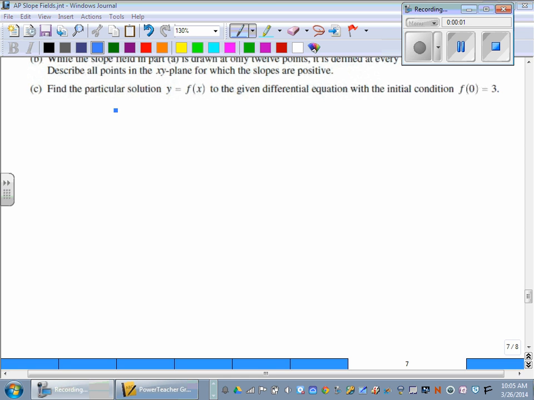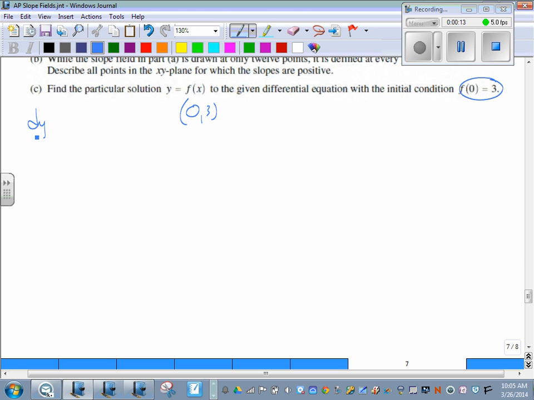So in part C, we're trying to find that particular solution y equals f of x with the initial condition f of 0 equals 3. So going through the point (0, 3). So our derivative is x squared times y minus 1.